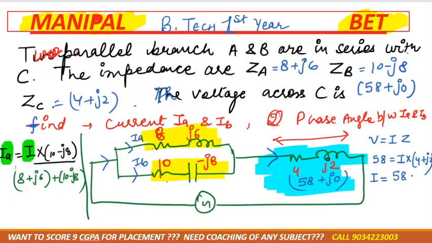I is 58 angle 0 divided by 4 plus j2. We can convert it into polar form and we'll get the total current. We can substitute the value of total current in the current division rule formula, then we'll get IA. And if we get IA and I, then we can get IB also, because I is equal to IA plus IB only.